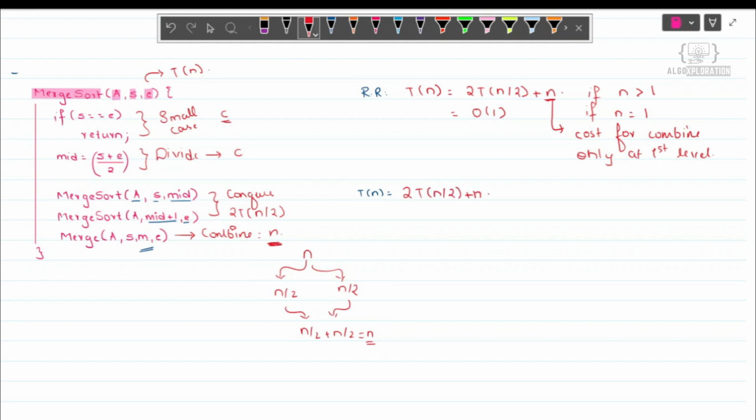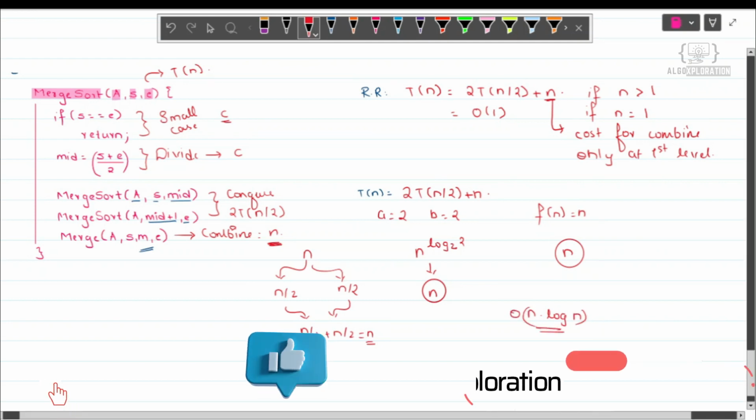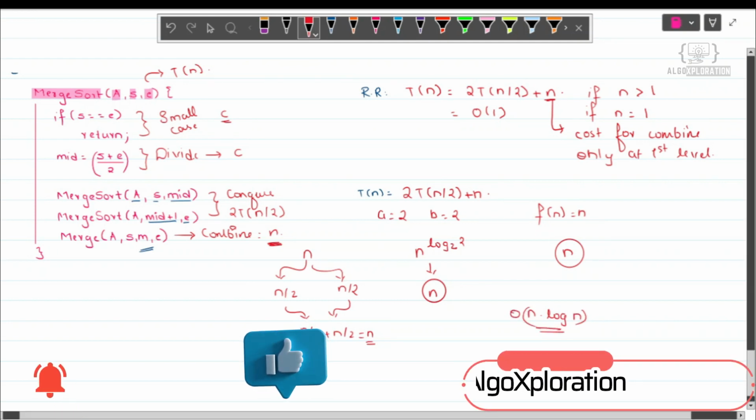Now we have to calculate. We can calculate in many ways, but here I am going to calculate using the master theorem. Here a is 2, b is 2, and f of n is n. So n raised to log a base b, that is log 2 base 2, and here it is n. So if we calculate this, it will be n. This one and this one are the same, so we can see that it is n log n. So the time complexity for merge sort is nothing but n log n.